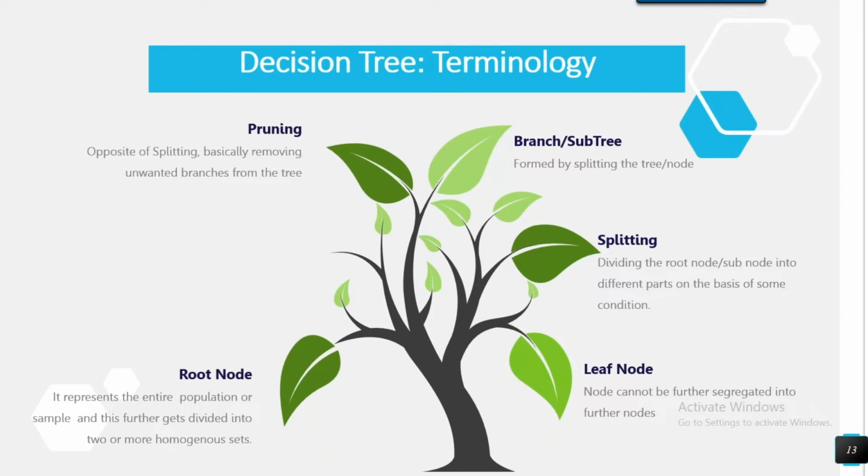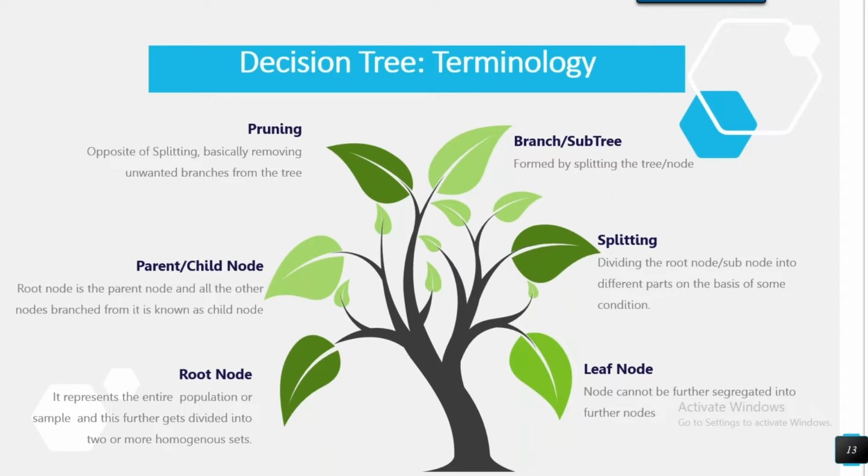And pruning is the opposite of splitting. Basically you are removing the unwanted branch from the tree, separating that branch from your main tree. That process is known as pruning, and on the basis of that, you are finding out a certain kind of result also. And there will be a parent and child node, that I already explained. The topmost node, which is also the root node, is, suppose, a parent node. When you split that into two nodes, those two nodes are the child nodes for that parent.